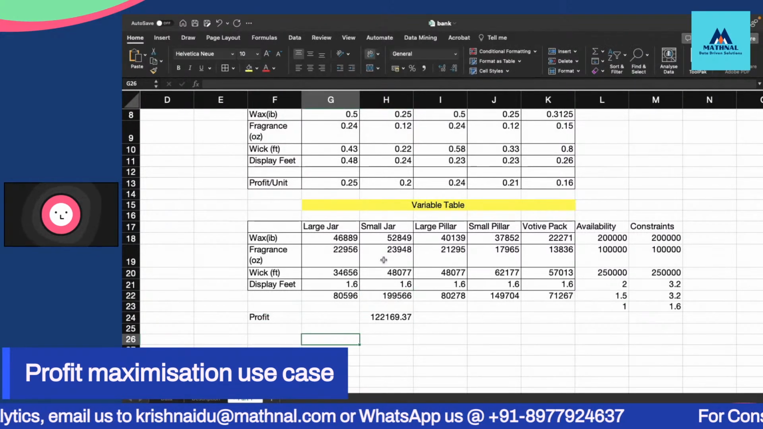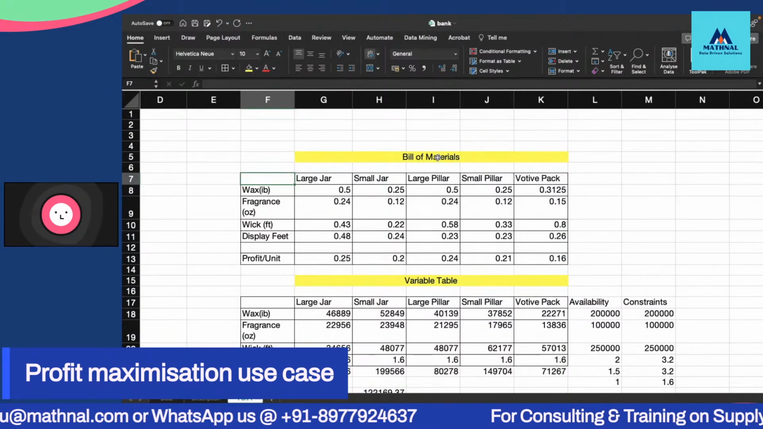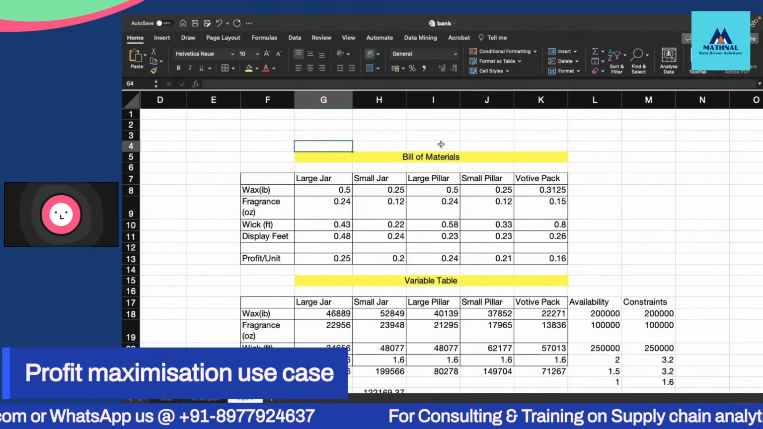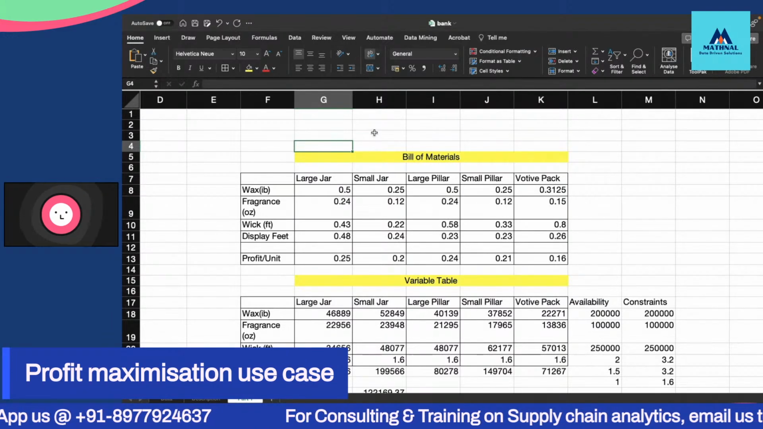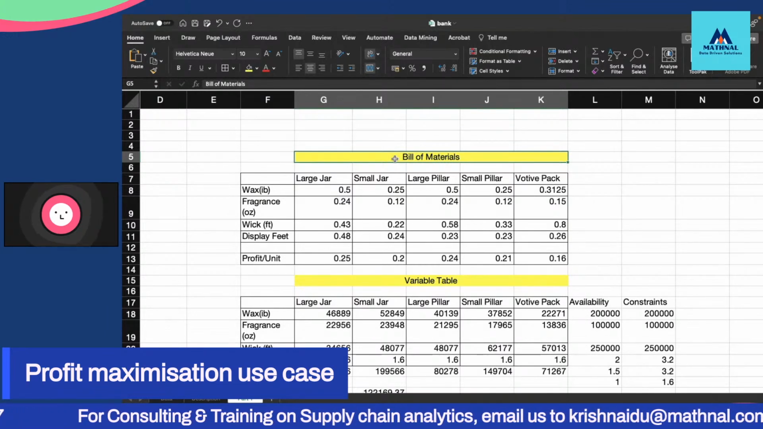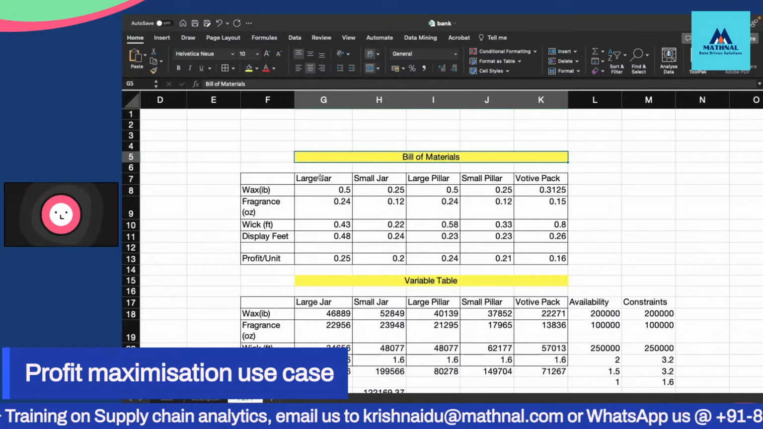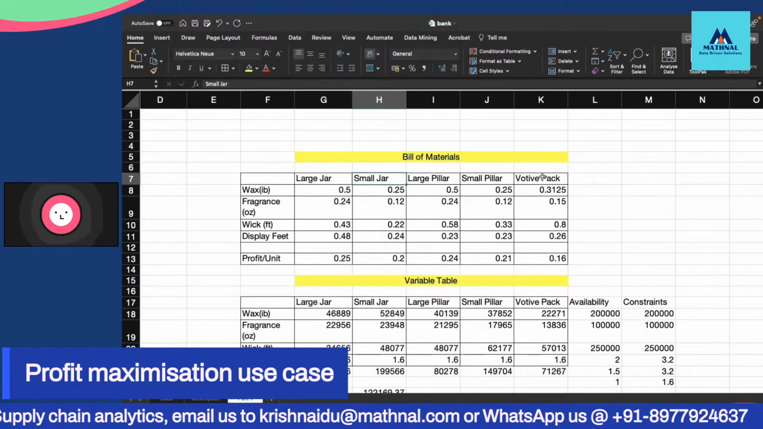Guys, let me explain to you once again. So this is our bill of materials which we got, and this is a brand new problem we are solving. I've not tried to solve this problem earlier. So I just thought to solve this problem in front of you guys. So this is a bill of material which we got. This is our product: large jar, large pillar, small pillar, and votive pack.